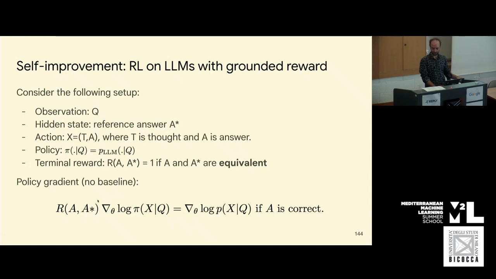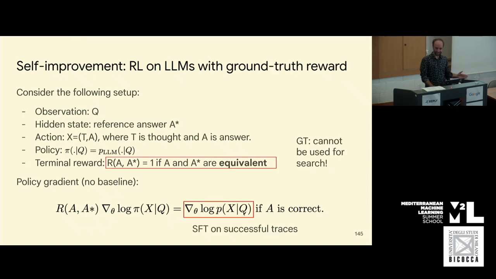This is what this term on the left becomes for this particular setup. And that is exactly the same as saying I want to do SFT of successful traces. So SFT on successful traces, in a sense, is policy gradient for this particular RL setup. So this is why it works. This is why policy self-improvement, so to speak, is just policy iteration and so on. So there's no magic, though it works well. The fundamentals apply, whether your model is tabular or a big LLM.